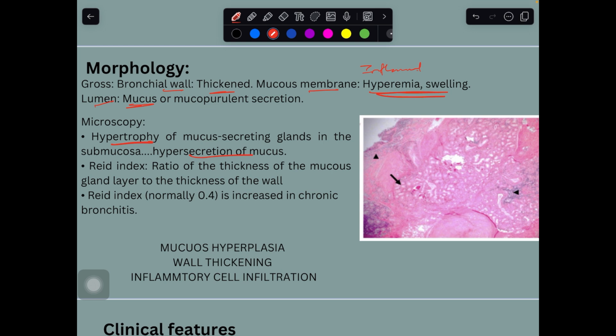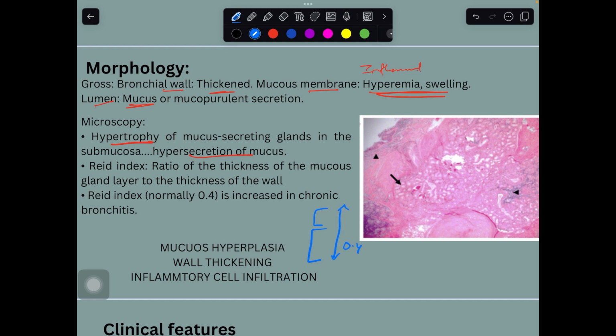There's something known as the Reid index. This is a method by which we can measure the severity of chronic bronchitis. It is basically measuring the thickness of the mucus layer. So this is, let's say, the mucus secreting layer or gland layer, and then this is the thickness of the wall. So this is the Reid index. Generally, it is supposed to be 0.4.